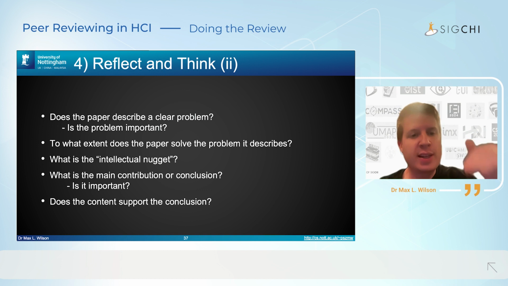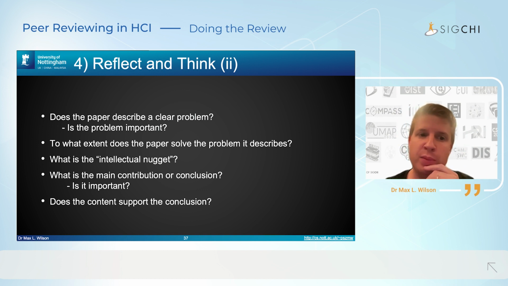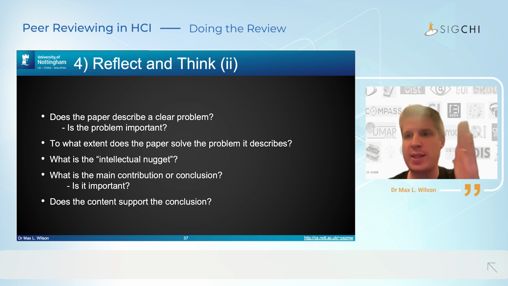So then you can keep thinking about what it's really doing. Like, is it describing a clear problem? Is that problem important? Does it have a clear contribution? Did they ever really say what we did was contribute this? And can they articulate that? Can you articulate it having read it? Because if they didn't do it and you didn't do it, probably the paper isn't really ready yet. And is there really enough evidence in there to support that contribution, or is there some weakness in the steps between?